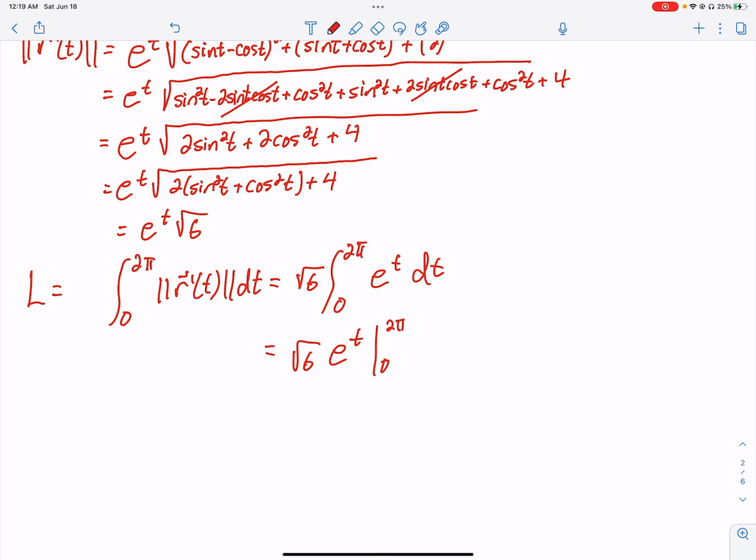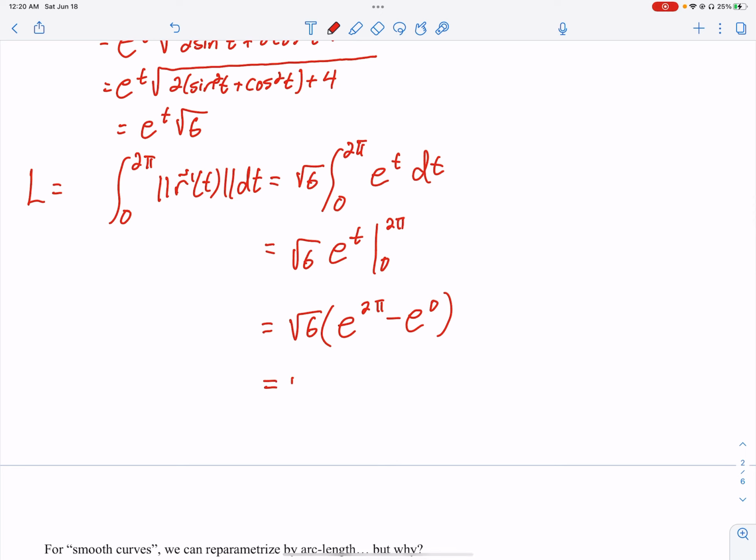Now be careful here. There's a mistake made by students all the time. We're so used to seeing that 0 and just ignoring it because usually zeros make them go away. In this case, it doesn't do that. This is e to the 2 pi minus e to the 0. Well, that is square root of 6, e to the 2 pi minus 1, not a 0. So be careful there. So that is that length.